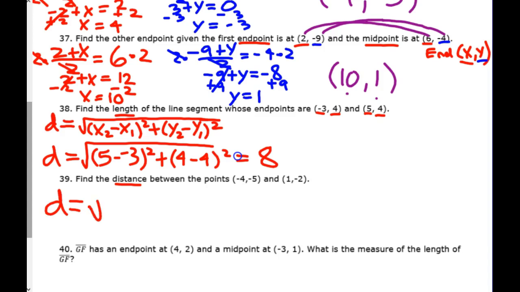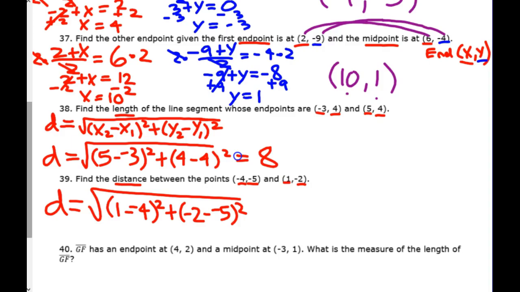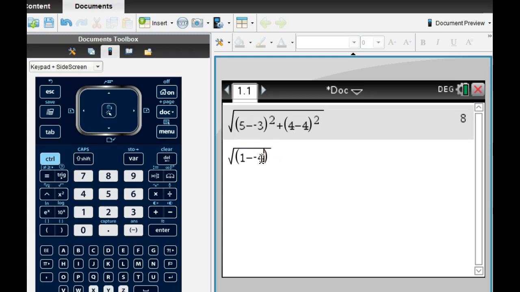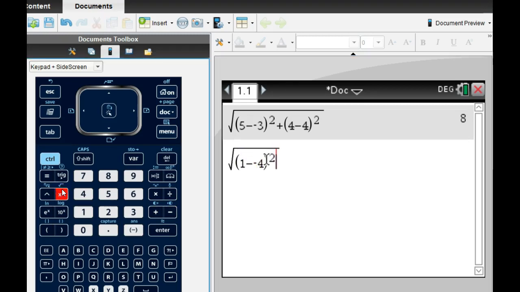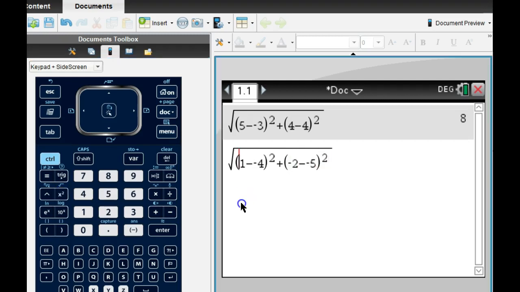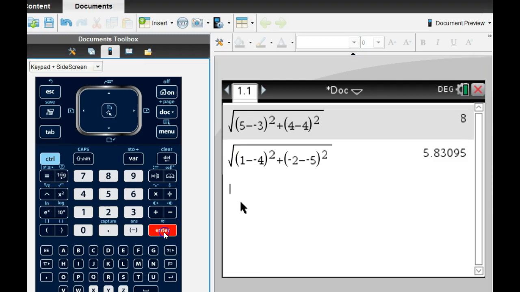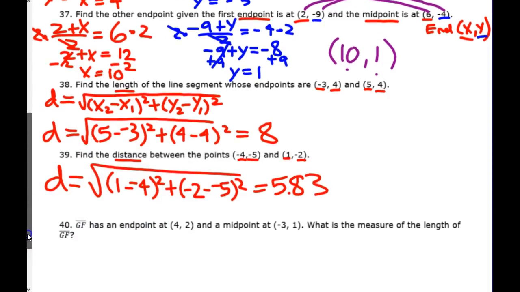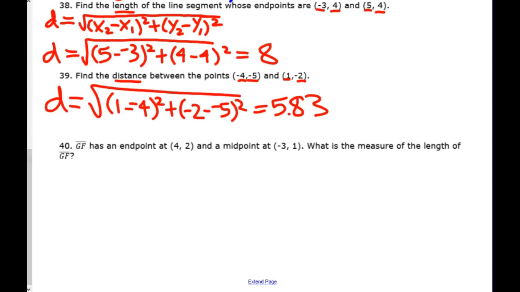Let's do this one. Distance equals x2 minus x1, 1 minus negative 4 squared, plus negative 2 minus negative 5 squared. I'm going to take that and plug it into my calculator. 1 minus negative 4 squared, negative 2 minus negative 5 squared, 5.83.